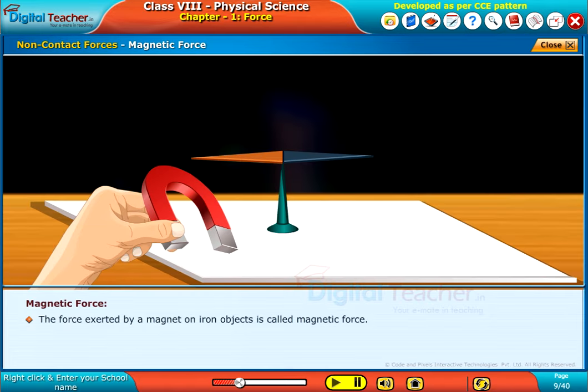The force exerted by a magnet on iron objects is called magnetic force.